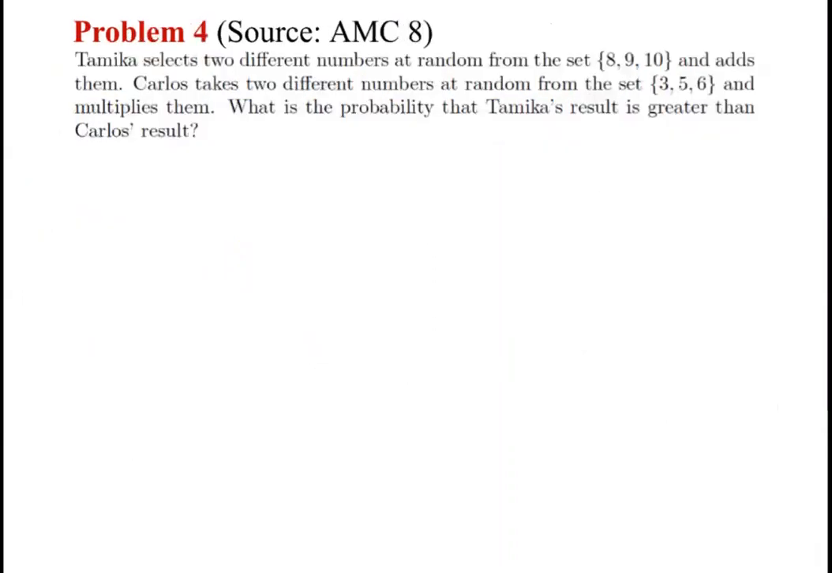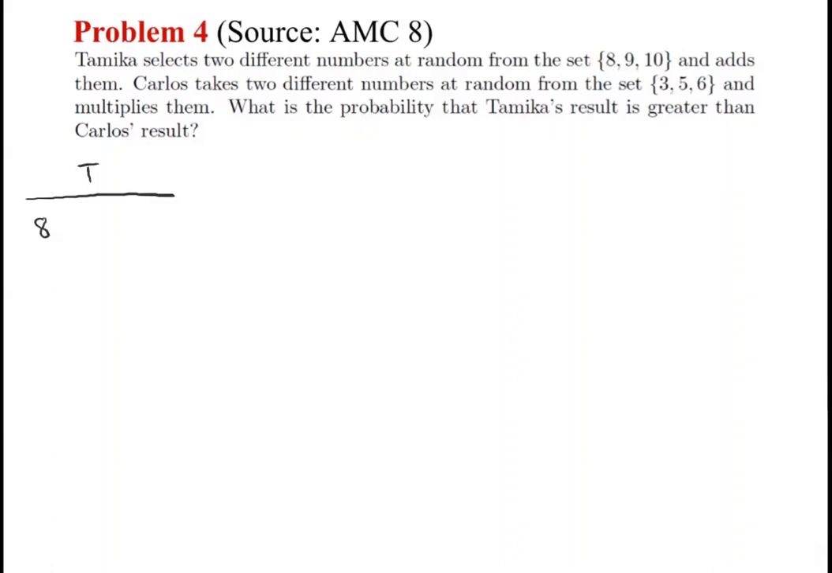Question 4. So Tamika selects 2 different numbers from the random set 8, 9, and 10 and adds them. And then Carlos takes 2 different numbers from the set 3, 5, 6 and multiplies them. So we want to find the probability that Tamika's result is greater than Carlos's result. So we might as well just write out everything that Tamika can do, because there aren't many possibilities anyways.